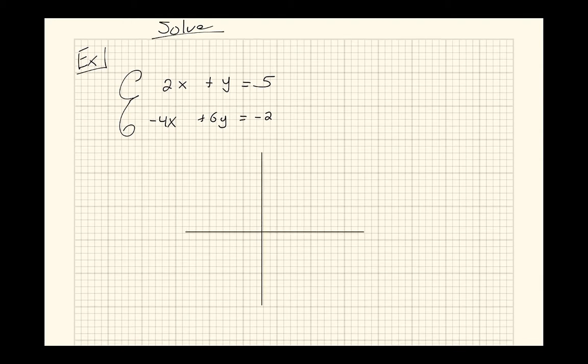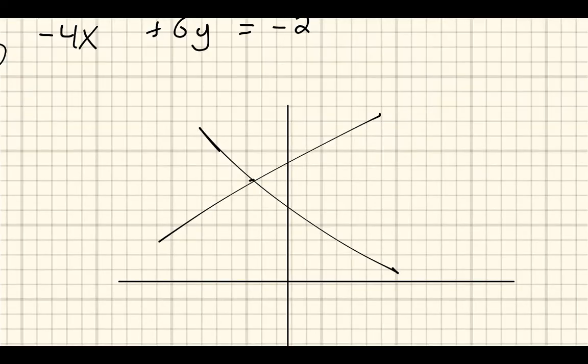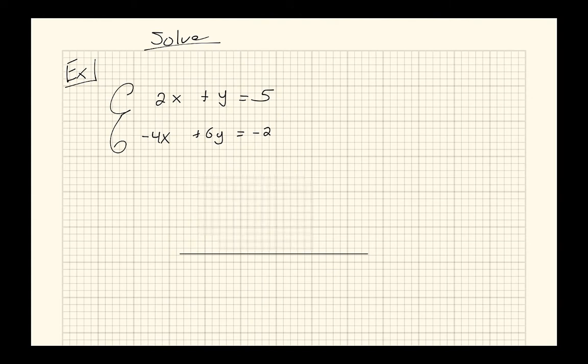Here's our first example. Let's solve this thing. We have two equations. The first one is 2x plus y equals 5. The second one is negative 4x plus 6y equals negative 2. We're trying to figure out what values of x and y make both of these equations true. Or if you want to think about it this way, these are two lines, and we're trying to figure out where their intersection is. I don't know if those are actually the lines, probably not, but that's what we're trying to find.